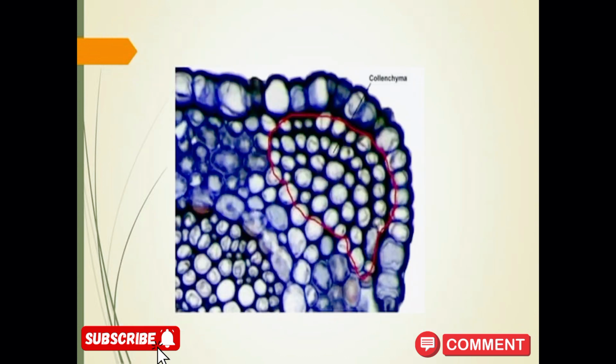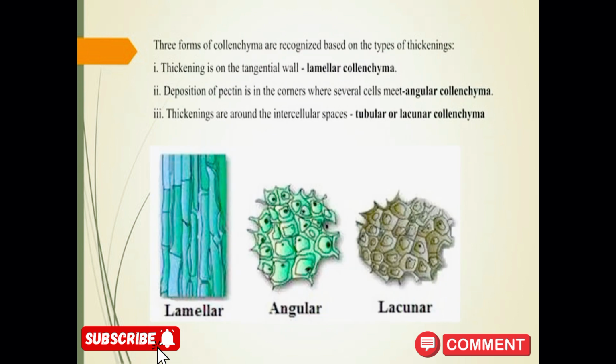You can see that collenchyma is hypodermal in position, and it is especially present in the periphery of leaf blades as well as in the petiole of some plants. Three forms of collenchyma are present. When the cell wall thickening is present in the tangential wall, it is known as lamellar collenchyma or platy collenchyma.